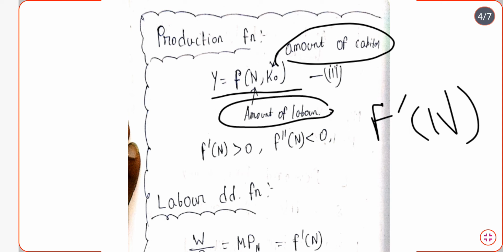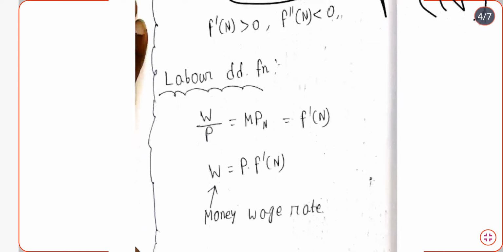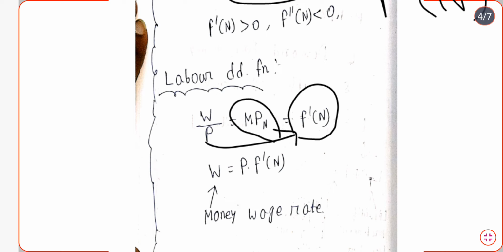Now the labor demand function. We know that it is basically W by P. What is W by P? W is the wage and P is the price level. If we divide the wage by the price level, we get the marginal productivity of labor, and marginal productivity of labor is f dash n. So if we move P to the other side, W becomes P into f dash n. This is the money wage rate. W is the money wage rate.